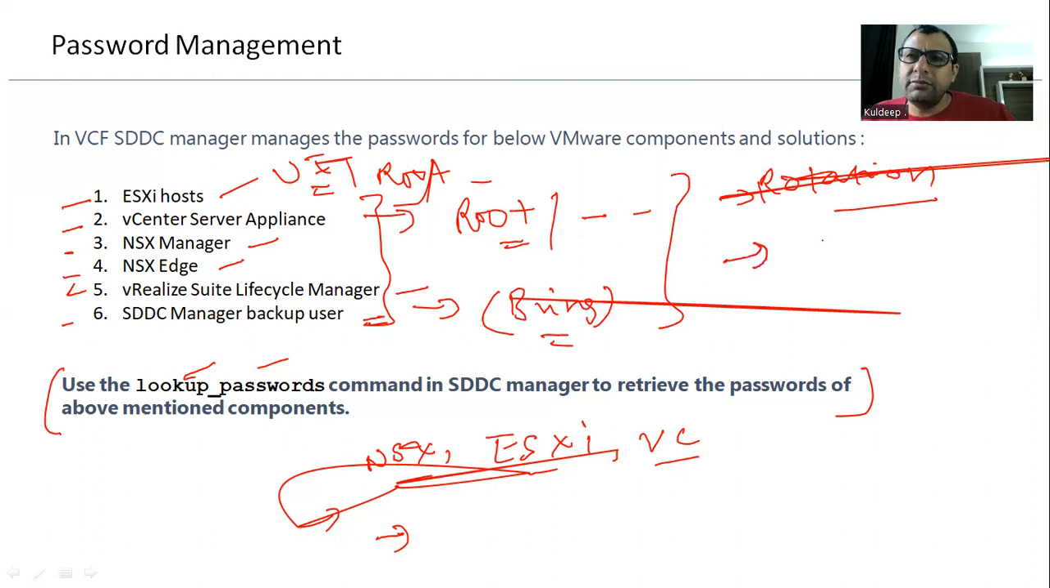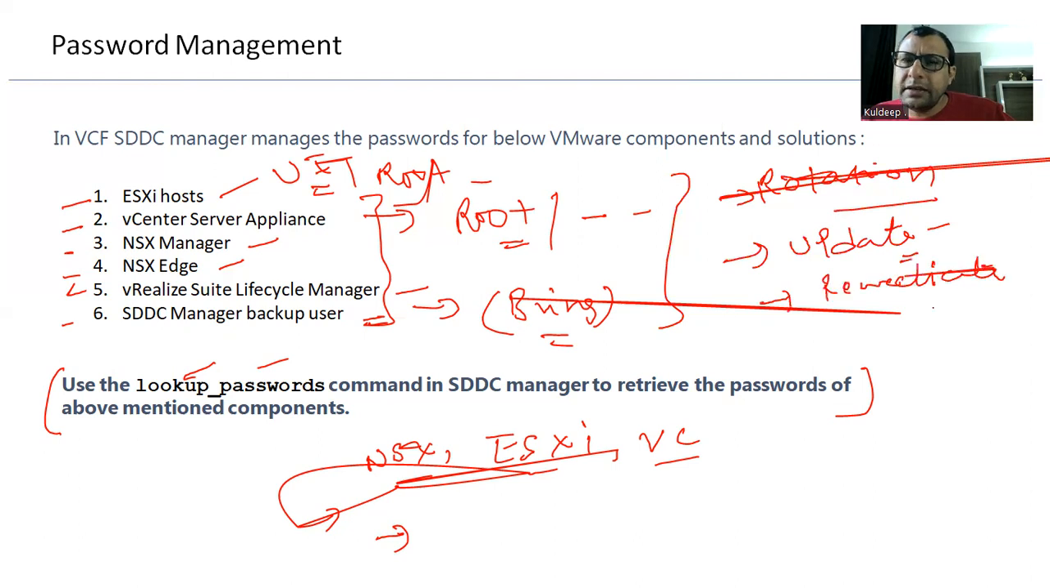Then the next is password update. If you click update, a UI console will pop up for you. You can put in the password as per your desire. Then there is remediate. When we say remediate the password, it means that for a component you have changed the password in the local console, not through SDDC Manager. You just put the same password in SDDC Manager when you remediate, so it will sync up, so that the same password is in sync inside the SDDC Manager.